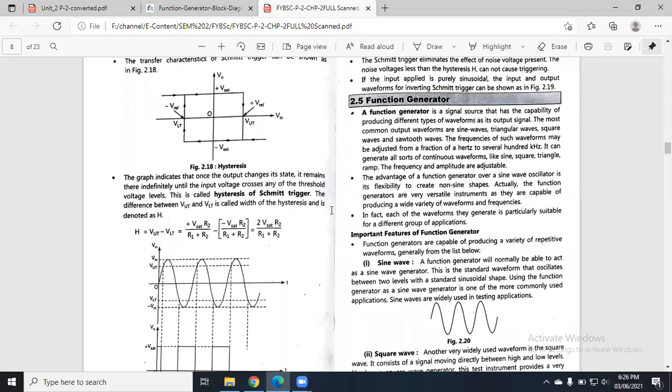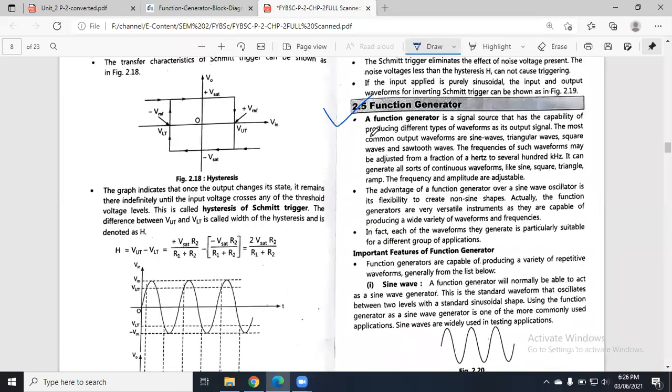Hello students, in the previous class we have seen the different applications of op-amp and IC555. We have seen the op-amp as integrator, op-amp as a differentiator, and on-off controller with the help of comparator, or we can just call it a Schmitt trigger. In this lecture we are going to study the function generator. The target of this lecture is to study the function generator circuit.